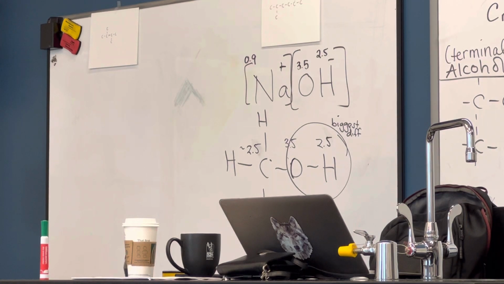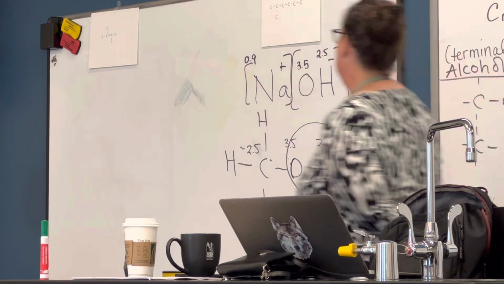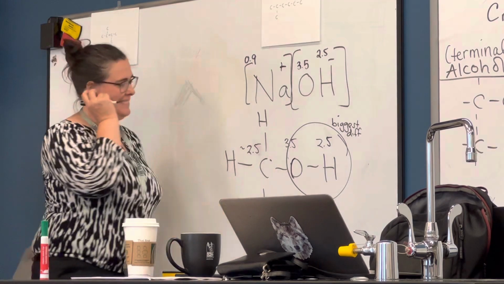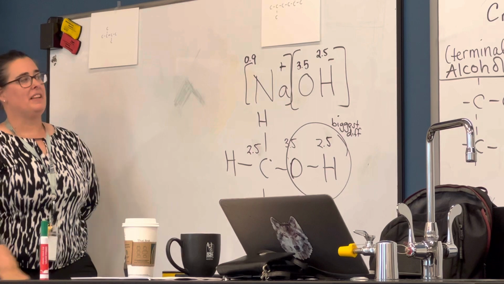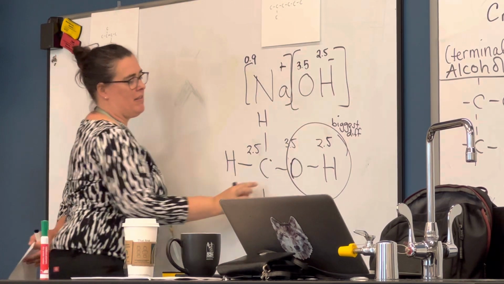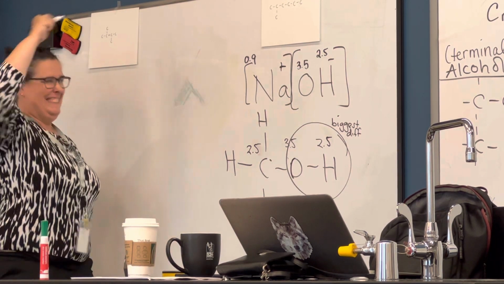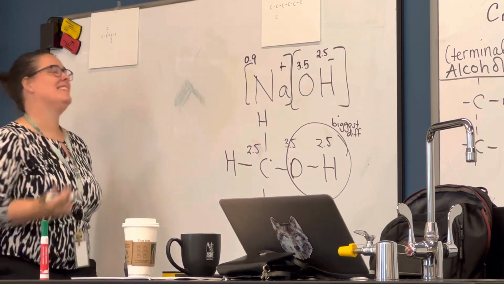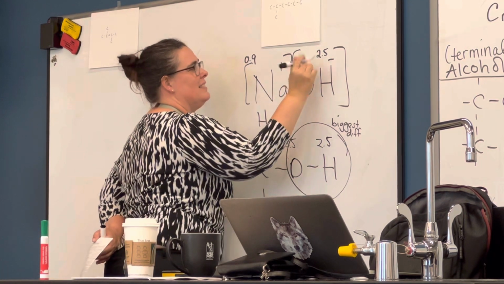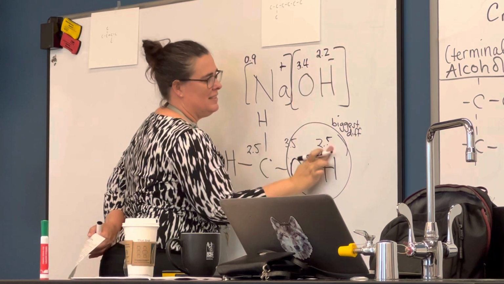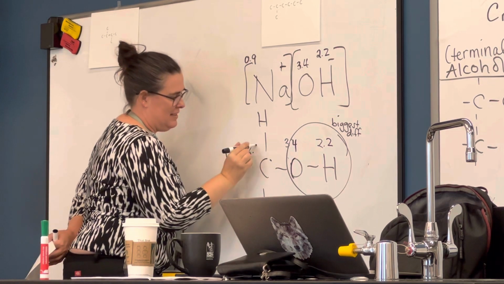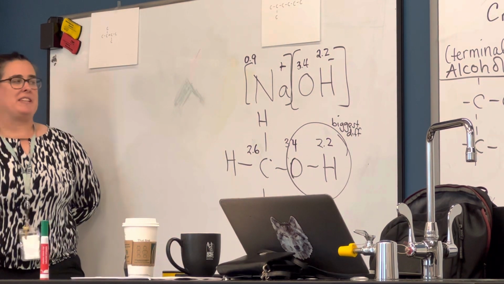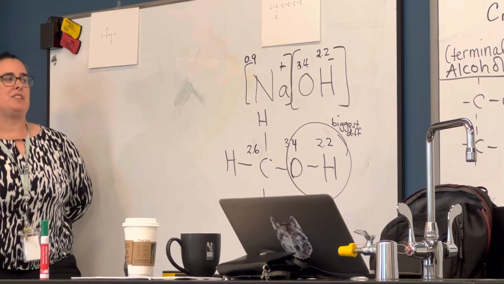Let me fix some electronegativity so everyone can have the right values in their notes. I like the electronegativities of sodium, oxygen, hydrogen, and carbon. Sodium is 0.9. Oxygen is 3.4. Hydrogen is 2.2. Carbon is 2.6.